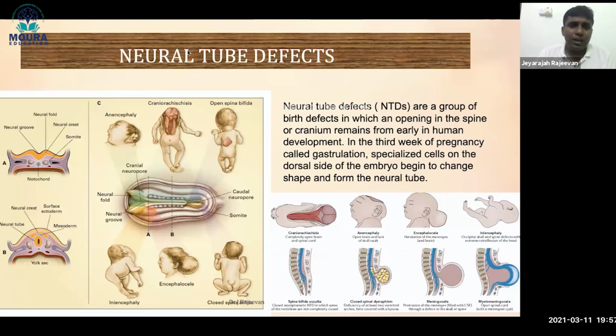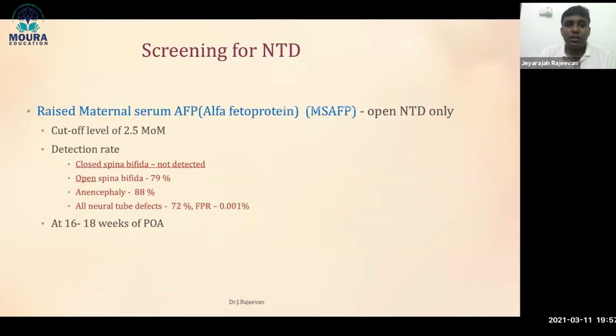So when there is a defect here, this alpha fetoprotein will enter the maternal circulation. So you can identify raised maternal serum alpha fetoprotein. The normal cutoff is 2.5 MoM. But if it is a closed spina bifida, where the defect is there but it's closed, then your alpha fetoprotein level will be less. But if it is an open spina bifida, the alpha fetoprotein level will go up.